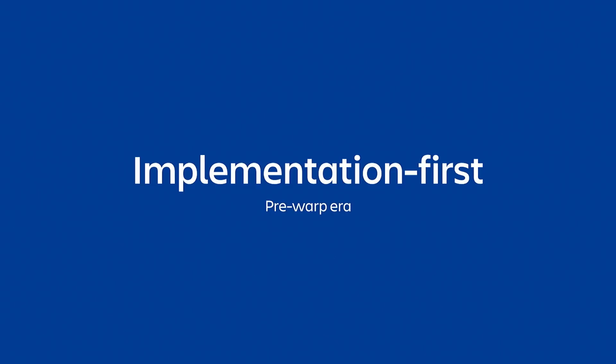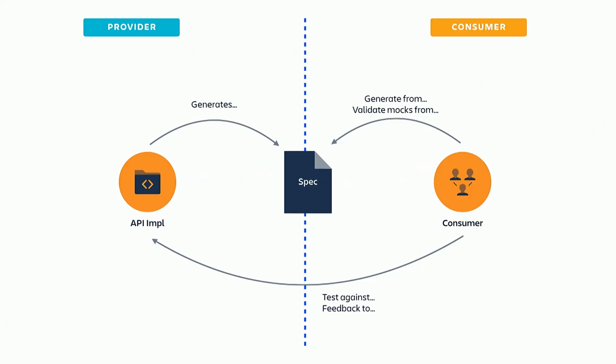So let's walk through this in an implementation-first approach, which is what I'm guessing a lot of you in this room are probably doing today. When I say implementation first, what I mean is that your implementation is the source of truth for your API, and everything else falls out of that.